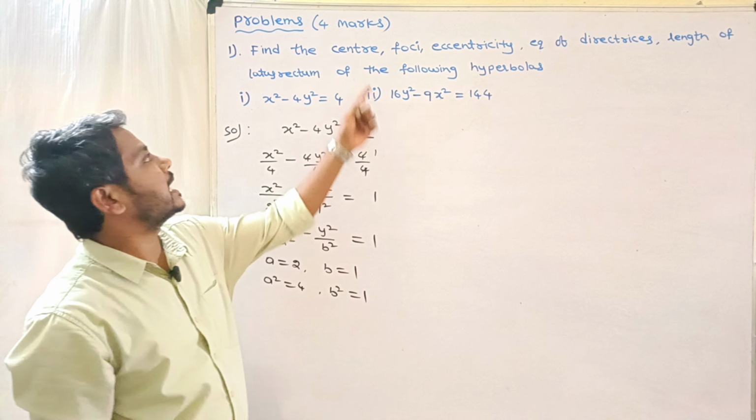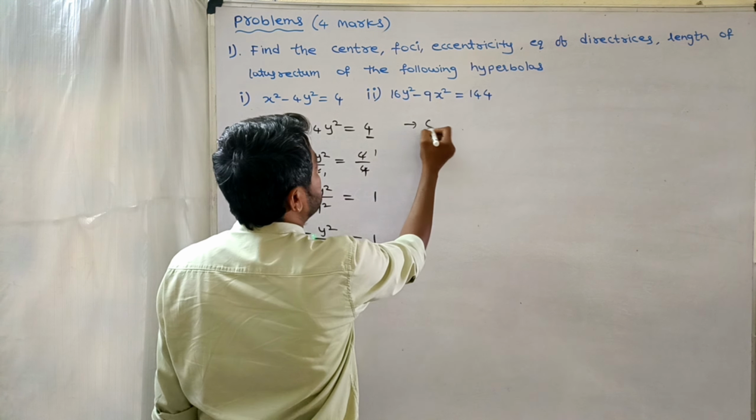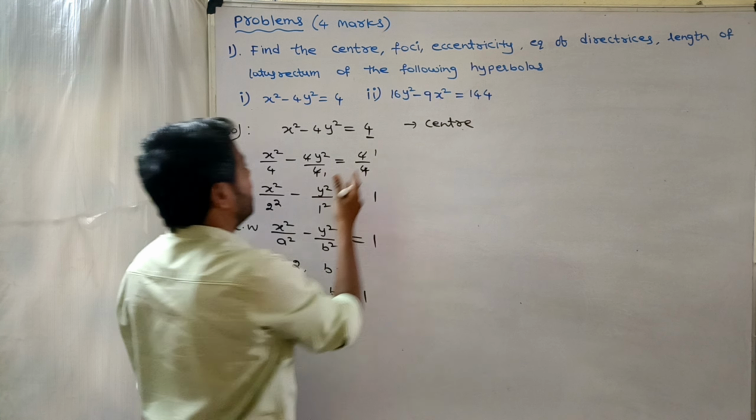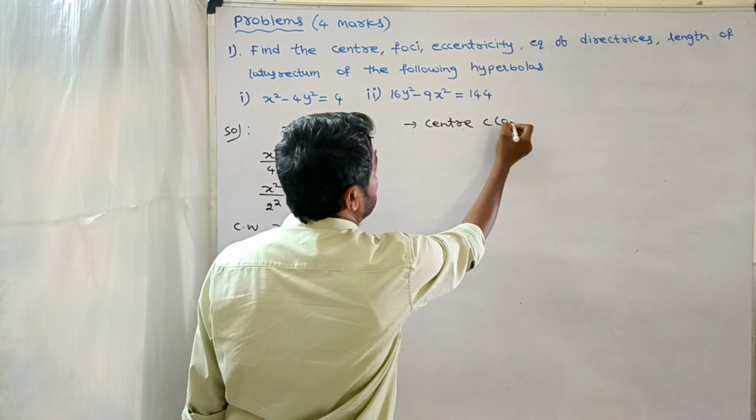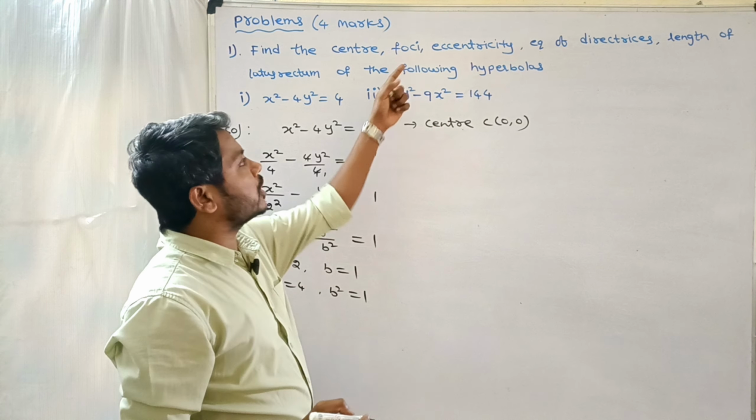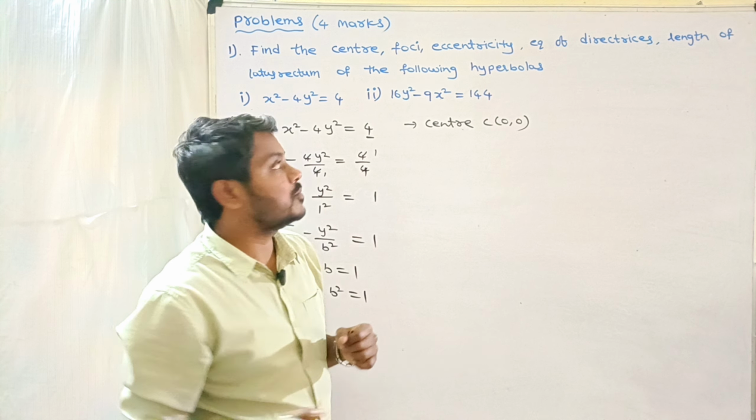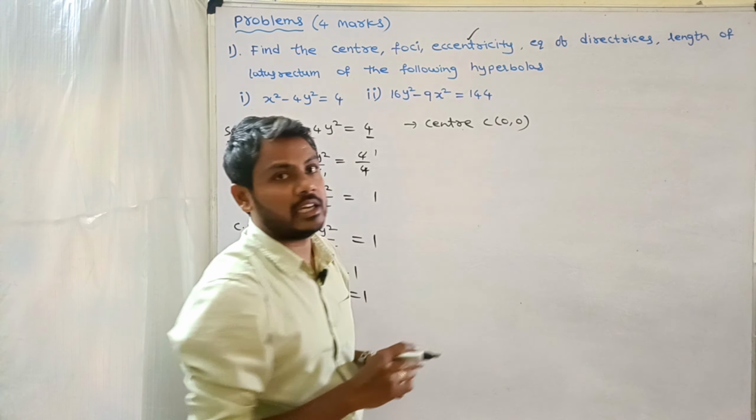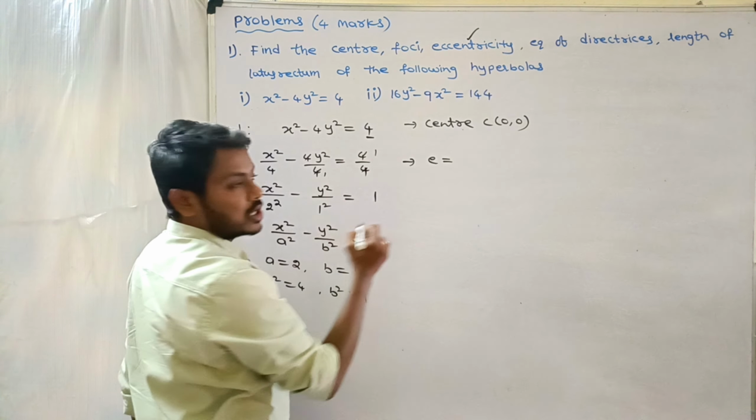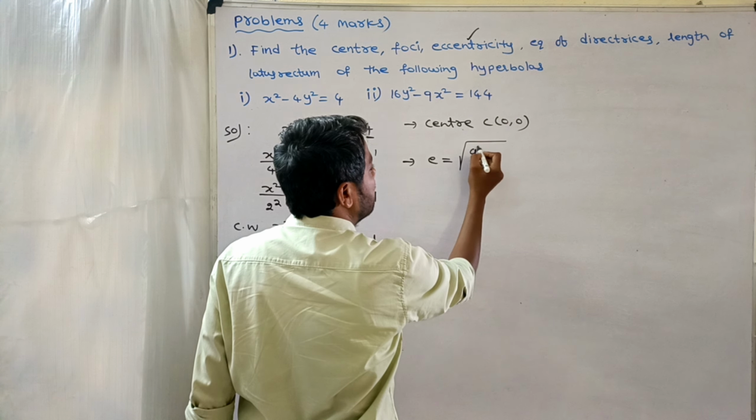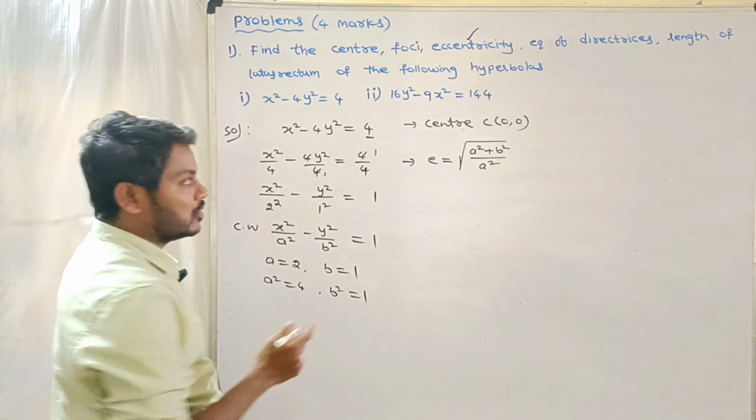First to find the center of the hyperbola. We know that the center of the standard form of the hyperbola is always 0, 0. Center is (0, 0). Next foci. We know that the foci formula is plus or minus ae, 0. So before that we can find the eccentricity of the hyperbola. Here eccentricity, that is e equals under root of a square plus b square divided by a square. This is the eccentricity of the hyperbola.